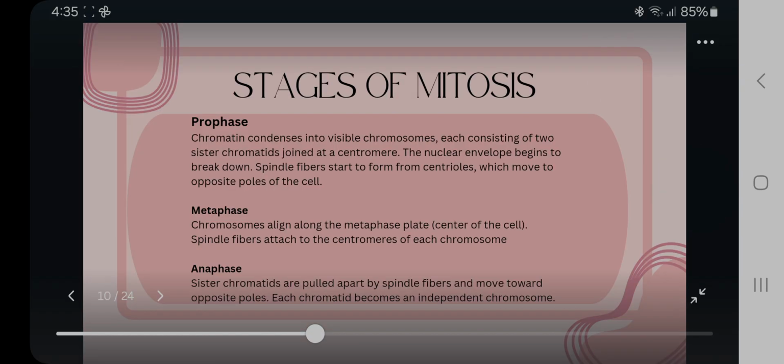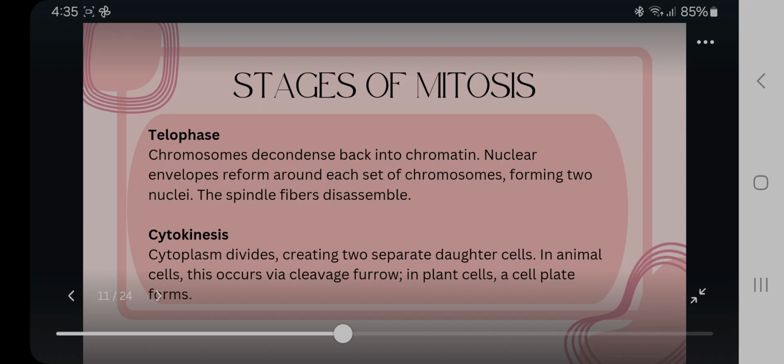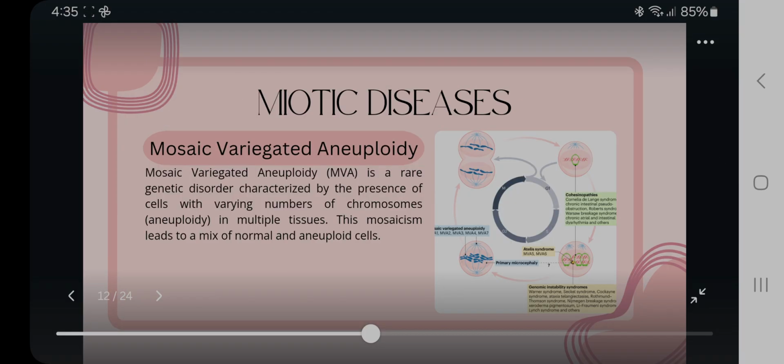So I have the stages of mitosis in point form for those that think I was talking a bit too fast, because I talk fast, so I'm very sorry. You can always pause the video to look at it whenever you get the time if I was explaining too fast. So sorry about that. So now we're going into meiotic diseases.